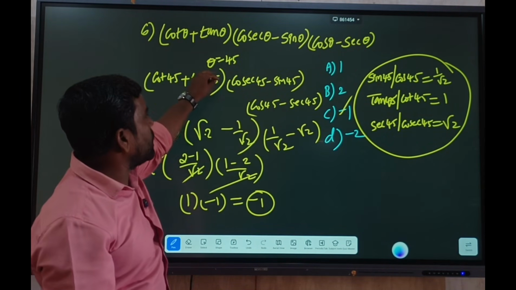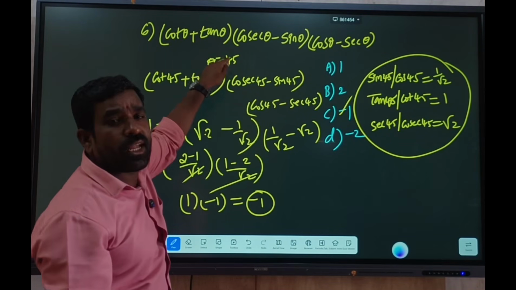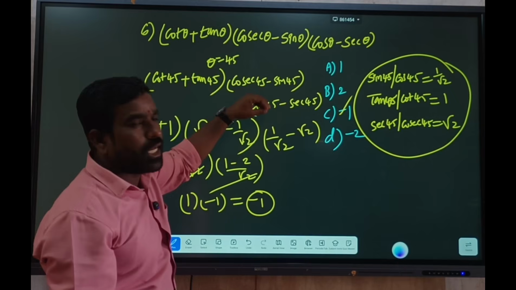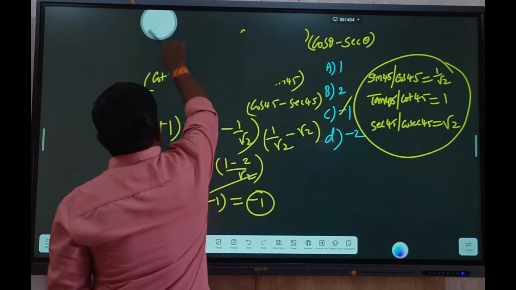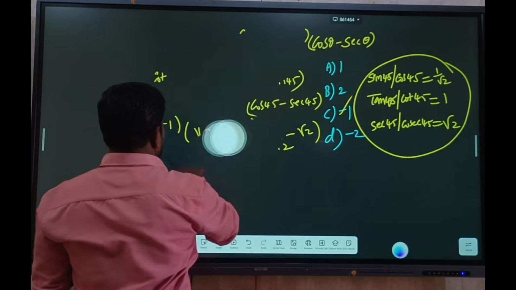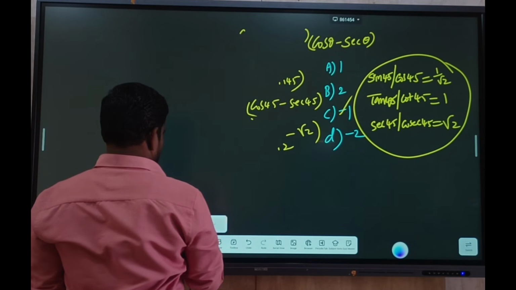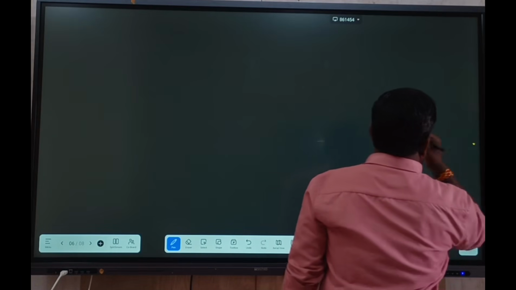Here we use theta equal to 45, substituting theta equal to 45, we get the answer. It is a simple method, a short method, right? Very important. Suppose some questions are given here.